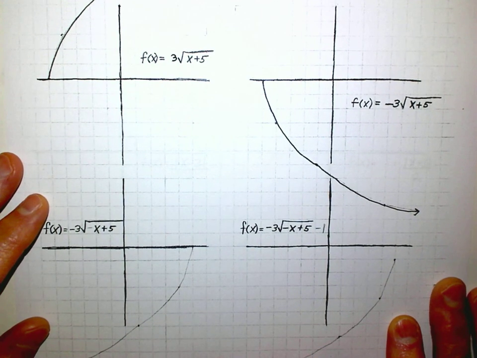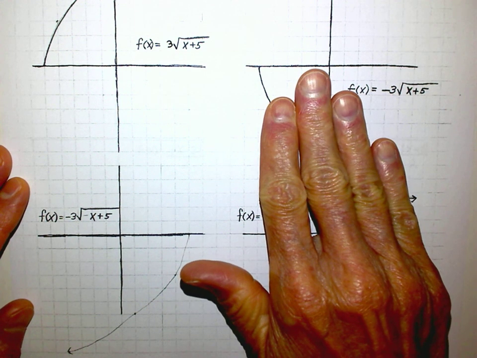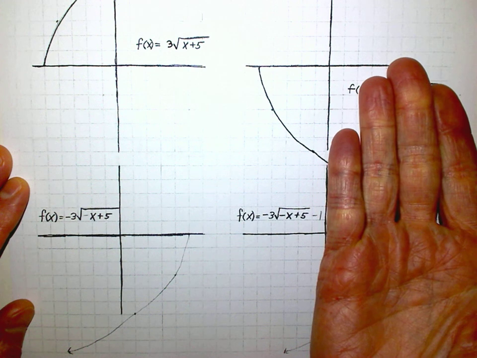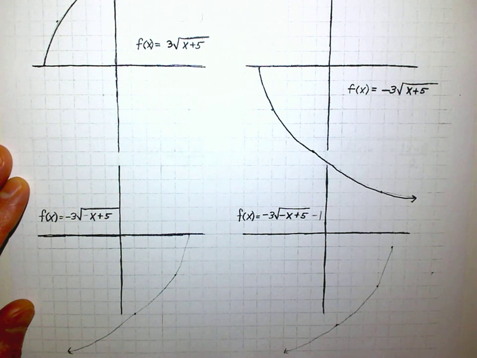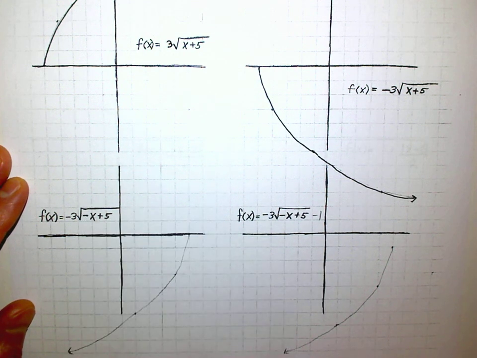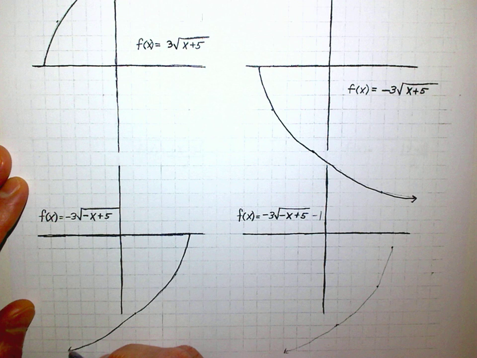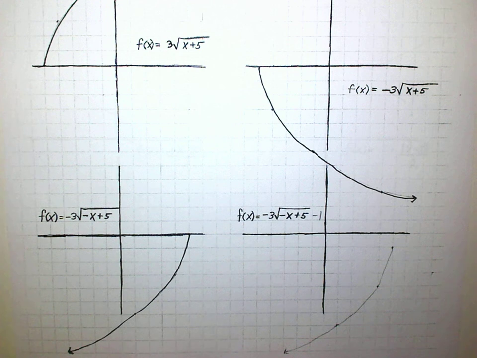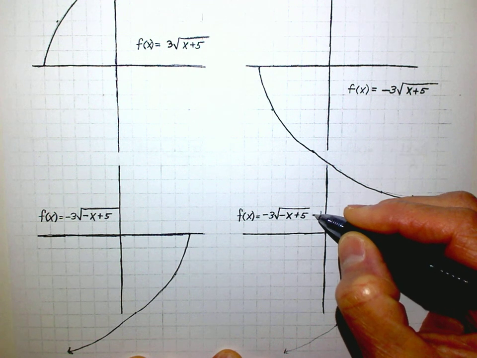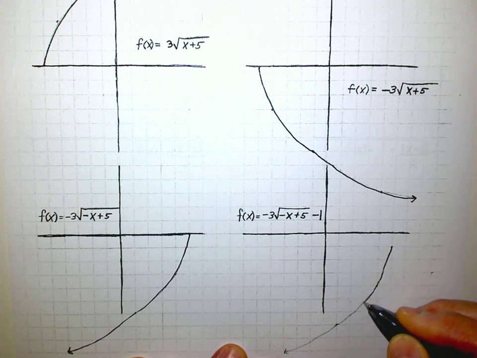I can also reflect it across the y-axis. So we take this graph and we flip it across the y-axis, and it is now mirrored on the other side. The way we do that is by putting a negative in front of x. That gives us a y-axis reflection. Same shape, just reflected. For our final step, we will cause it to shift down 1 unit by subtracting 1 outside the radical, and that will shift the whole thing down 1 unit.